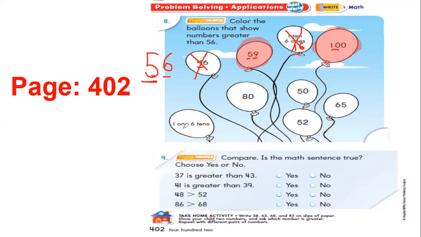Now the next one here. It says 6 tens, 1 one. So 6 will be in the tens place and 1 will be in the ones place. So what's the number we get? Yes, 61. So we are going to take the number 6 and 5. Which is greater? 6 or 5? Yes. So 61 is greater than 56. So again, this is greater than 56. Then we have the number 80. 8 and 5. Is 8 greater than 5? Yes. So again, we are going to color it.